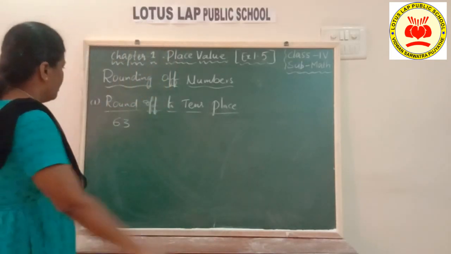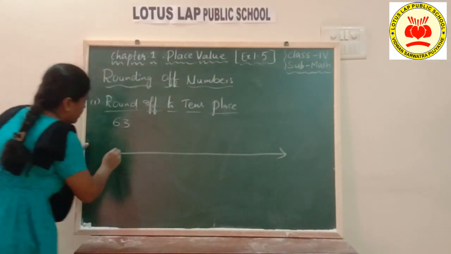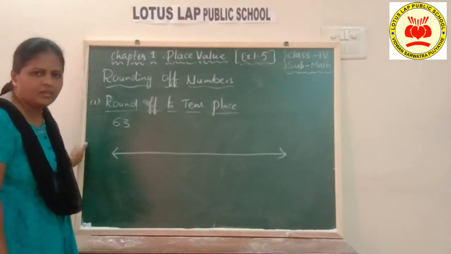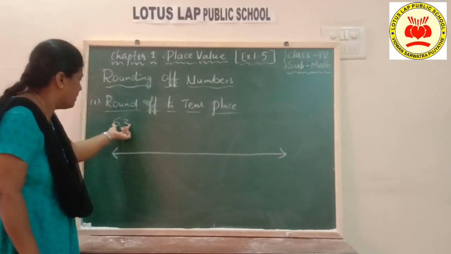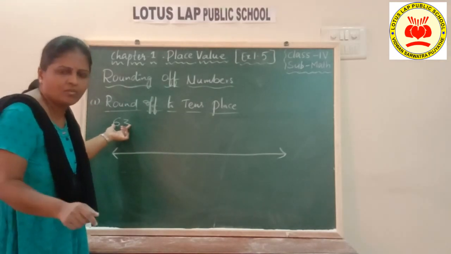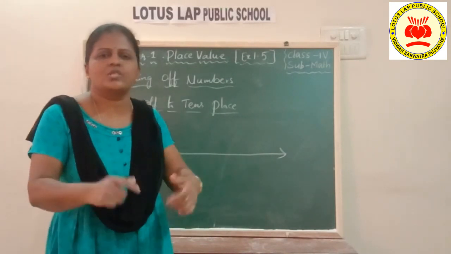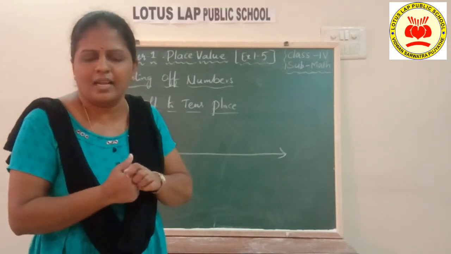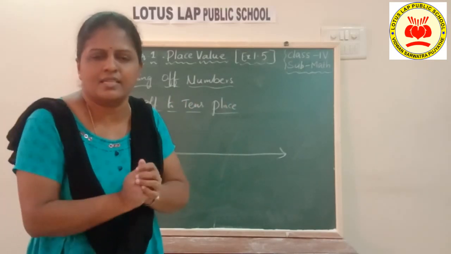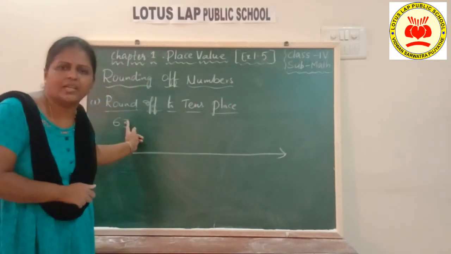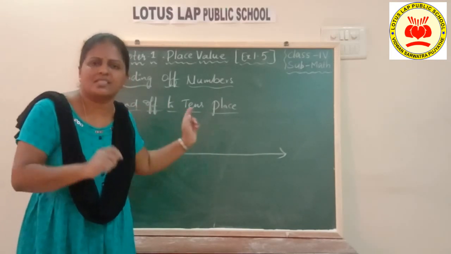So I draw a number line. Now what numbers do I have to put here? Rounding off to tens place means I should first know which two tens 63 lies between. 63 lies between which two tens? 6 tens and 7 tens. That is, 63 lies between 60 and 70. Between these two tens 63 lies.